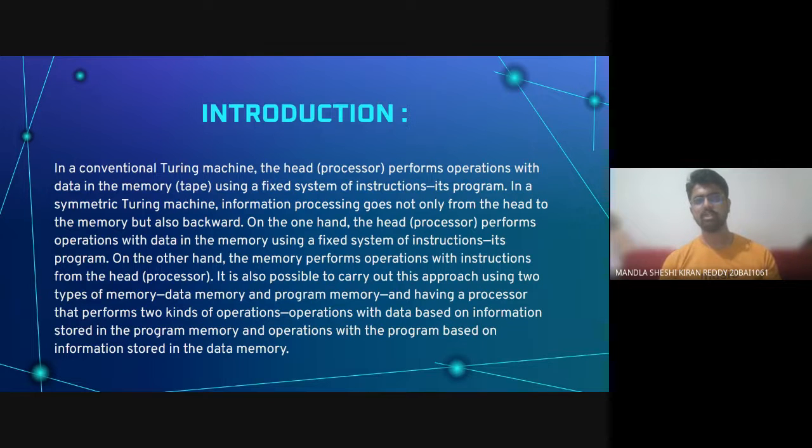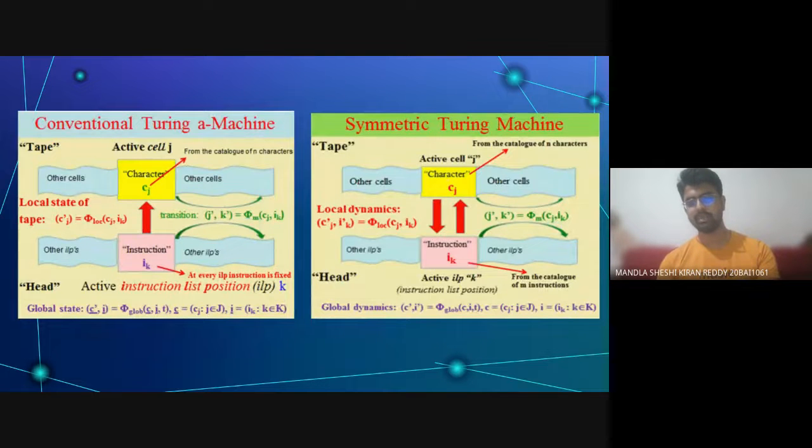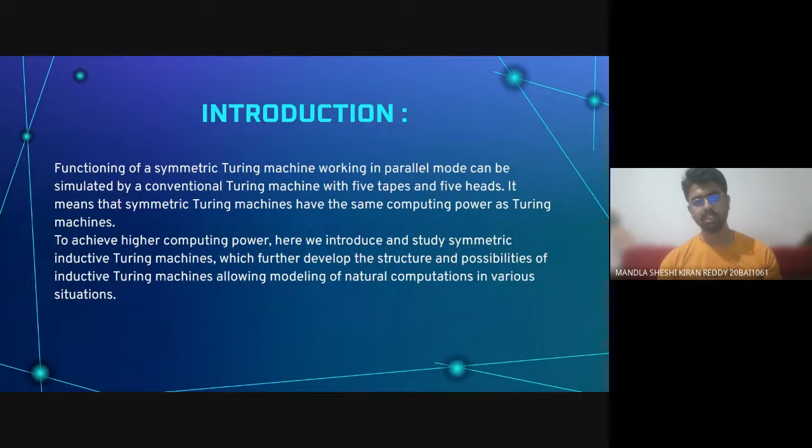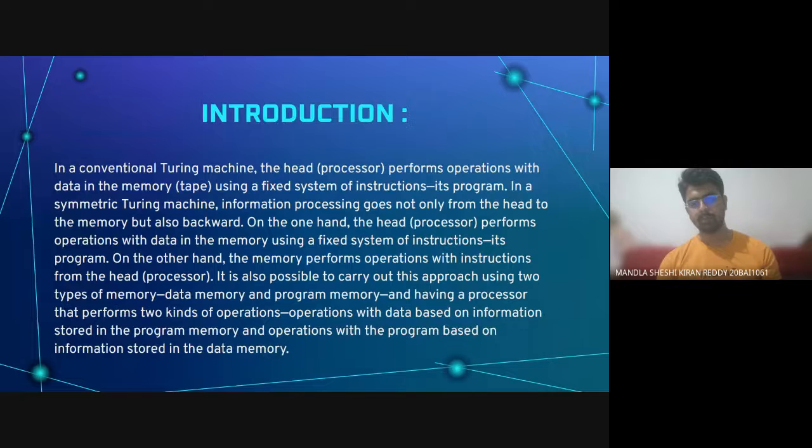The other addition to the symmetric Turing machines is that the memory performs operations with instructions from the head processor. It is also possible to carry out this approach using two types of memory, which are the data memory and the program memory. So we'll be having the data memory in the tape and the program memory in the head.